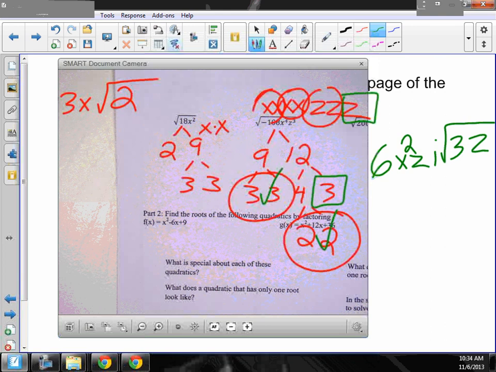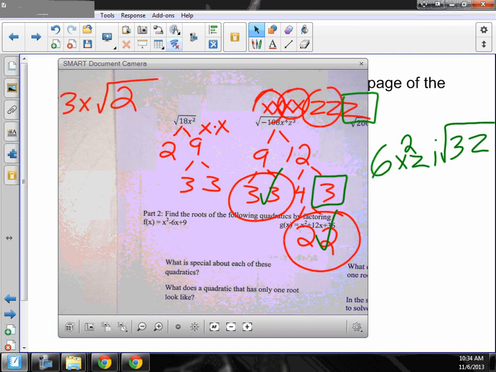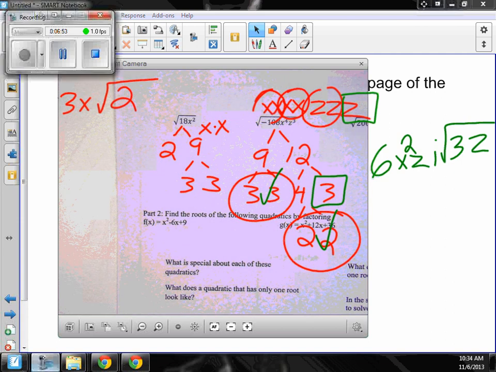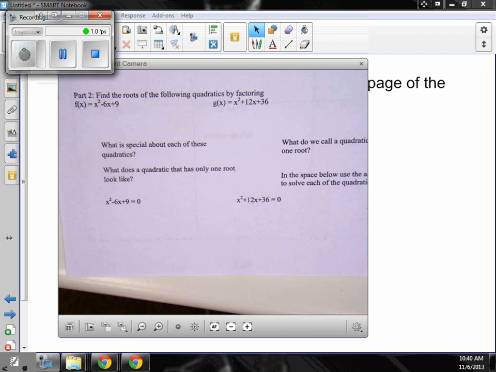So stay in your seats for a minute. I want you to work on this simplifying square roots. And after about, probably 8 or 10 minutes, then we'll start working on the rest of the worksheet. So finish the top half of that page. If you take a look at part 2, we want to find the roots of these two quadratics by factoring.